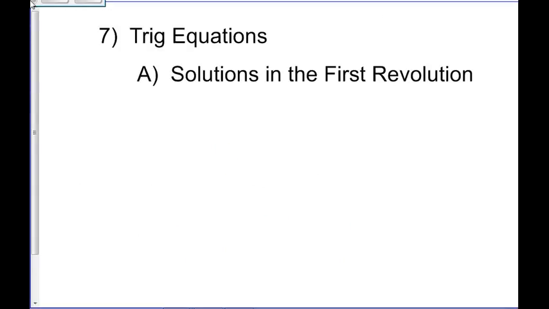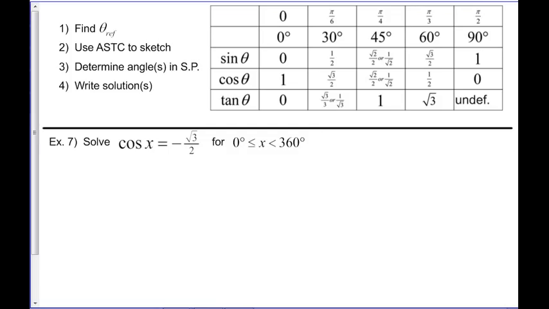All right, here we go with the real business of Chapter 4, solving trigonometric equations. We'll first look at these in the first revolution of angles in standard position. So let's get down to business. Here's the technique we'll use. We're going to find theta ref. We're going to use ASTC to sketch. So remember that looks like this. We're going to determine the angles in standard position and finally write our solution.